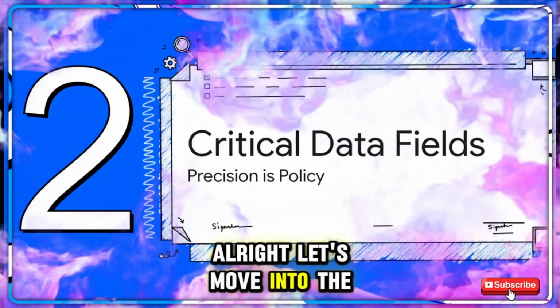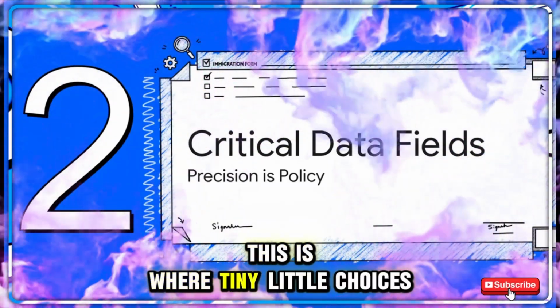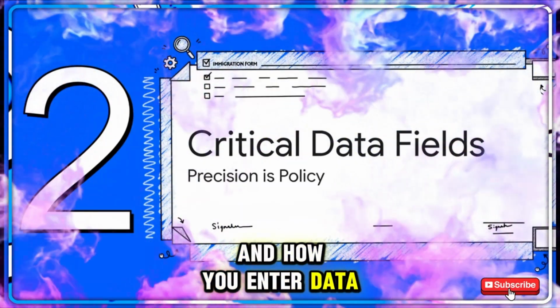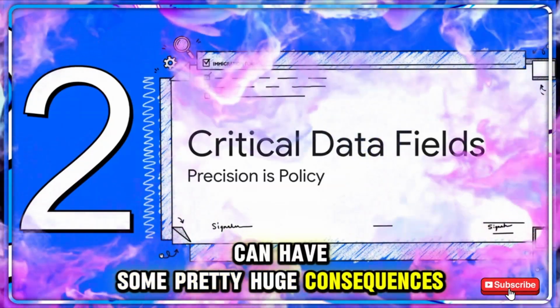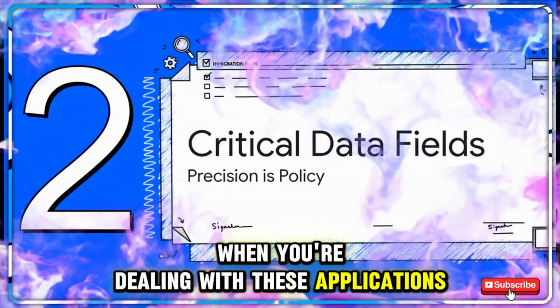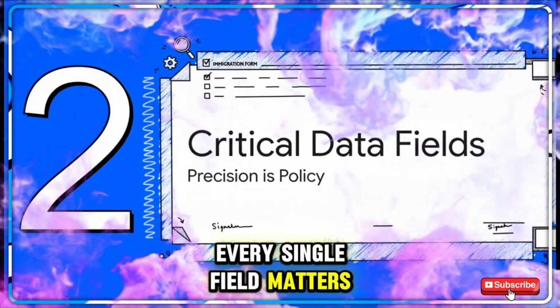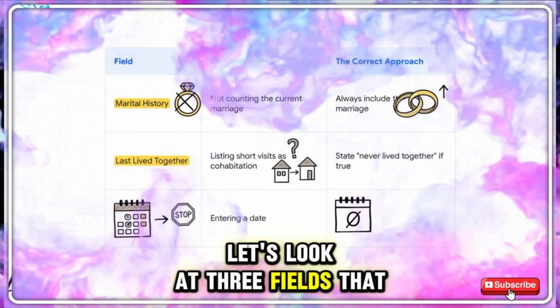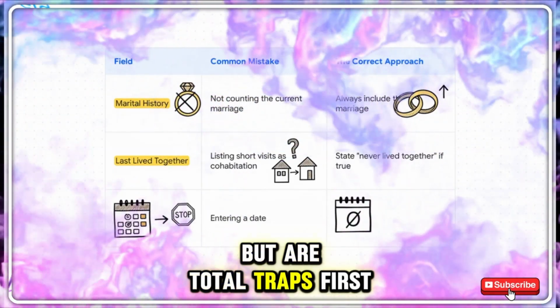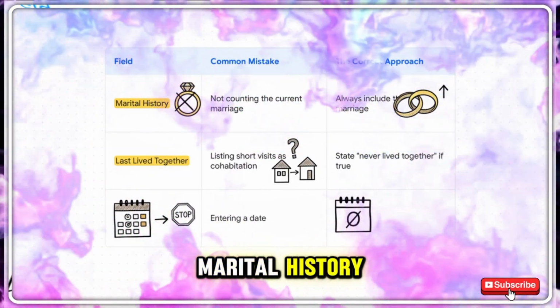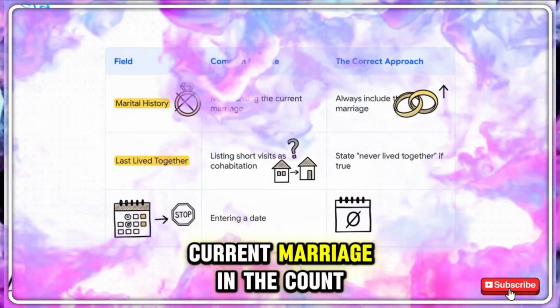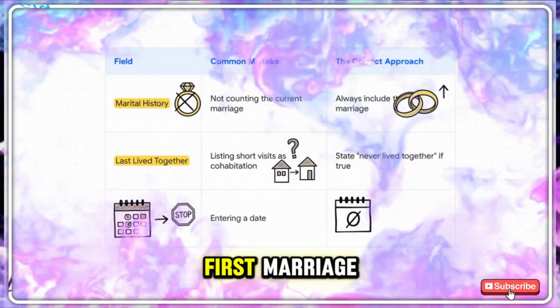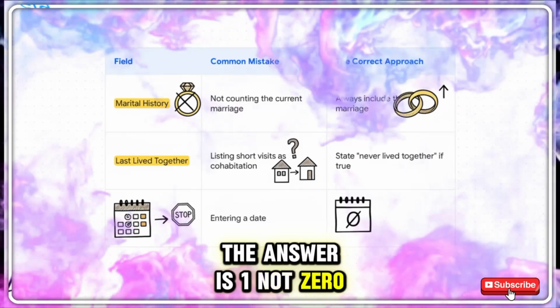All right, let's move into the form itself. This is where tiny little choices in how you enter data can have some pretty huge consequences. When you're dealing with these applications, every single field matters. Precision is everything. Let's look at 3 fields that seem easy but are total traps. First, marital history. You have to include your current marriage in the count. So if this is your first marriage, the answer is 1, not 0.